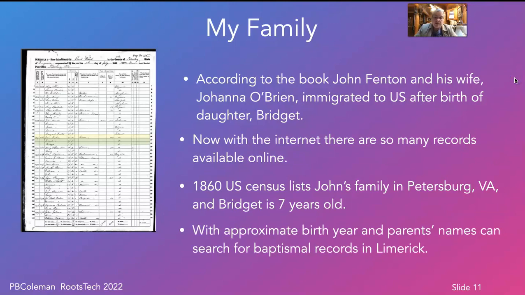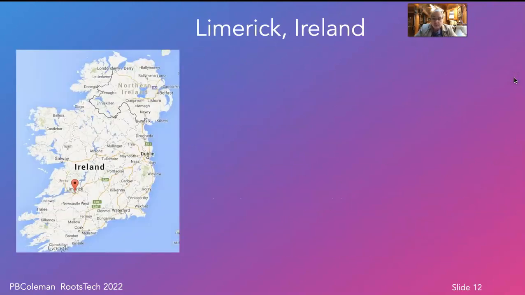But now, having an approximate birth year for Bridget, 1853, and her parents' names that I already knew, I can look for her baptismal records in Limerick. So here's a map of Ireland indicating the location of County Limerick.